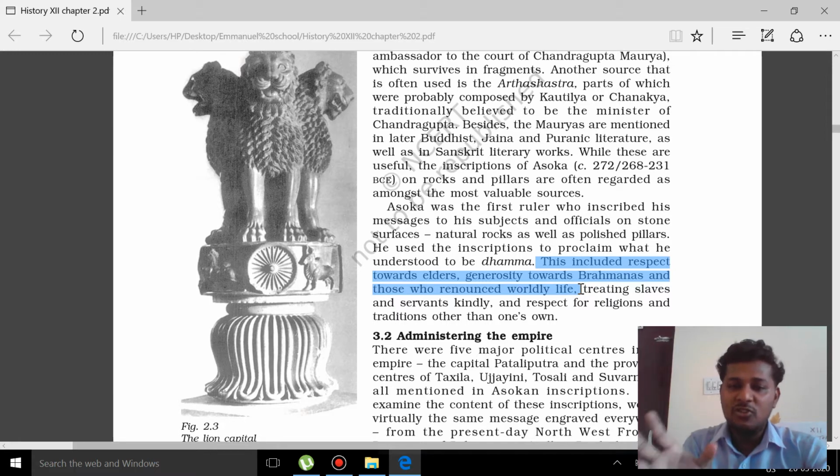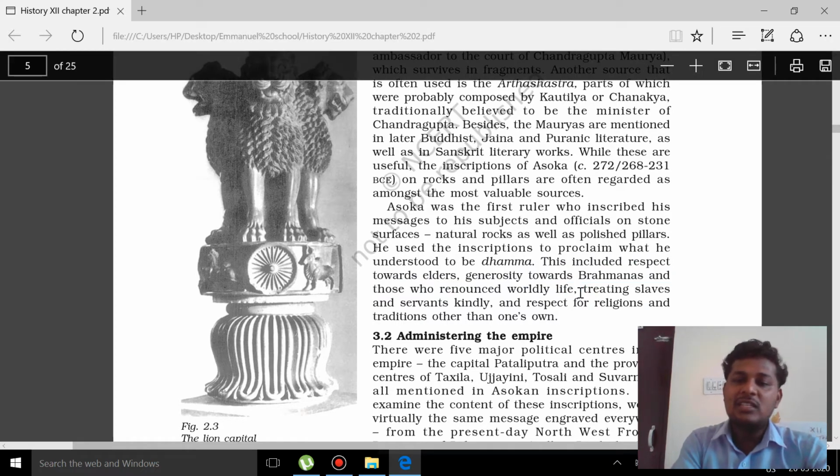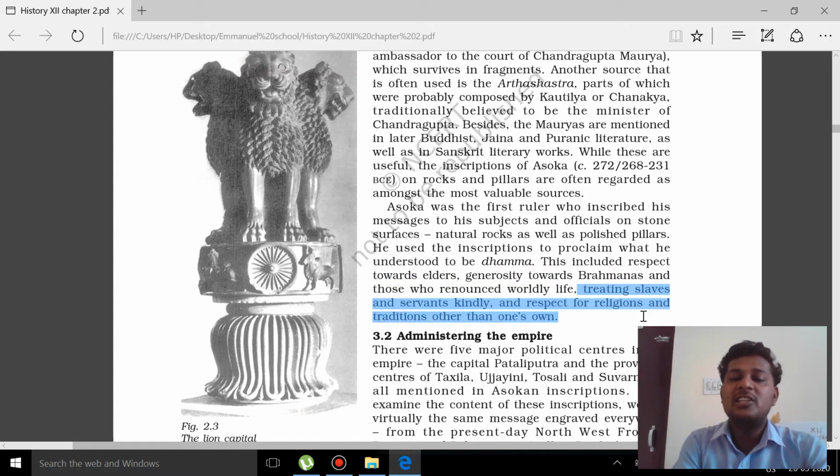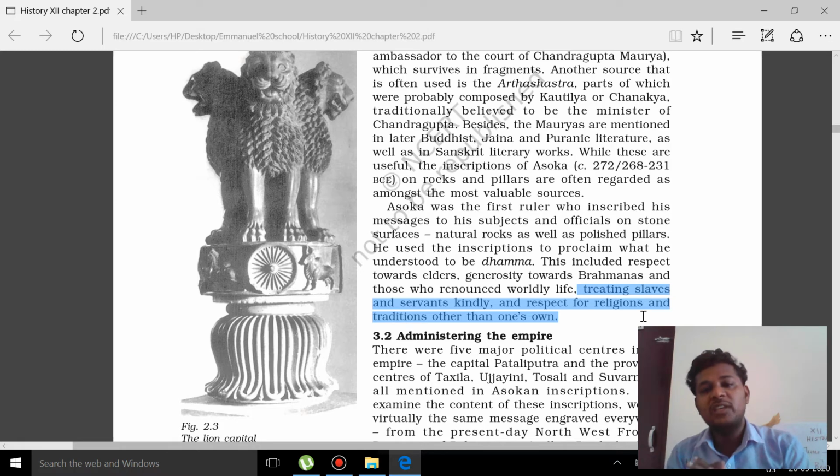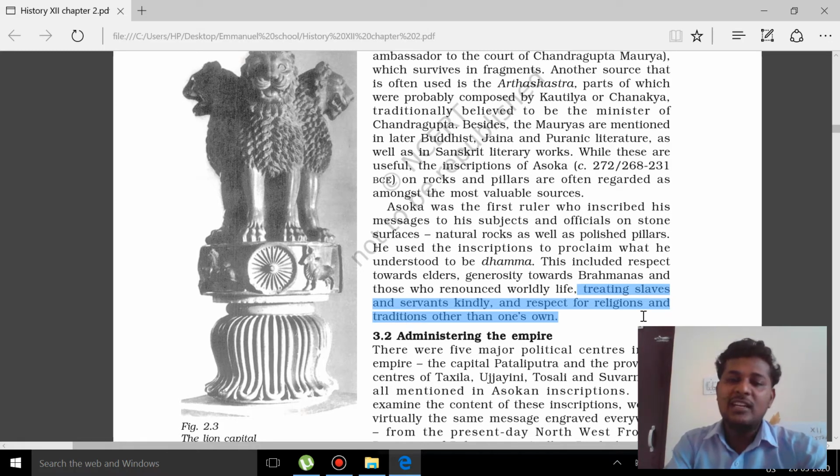That means you have to show generosity to the brahmanas, and to those who left worldly life and became sadhus and saints, renouncing, that is, giving up this life. Okay, treating slaves. The third one is treating slaves and servants kindly. The fourth one is respect for all the religions and traditions other than one's own. Respect other religions and traditions besides your own religion and tradition. So these are the four things which are included in Dhamma.